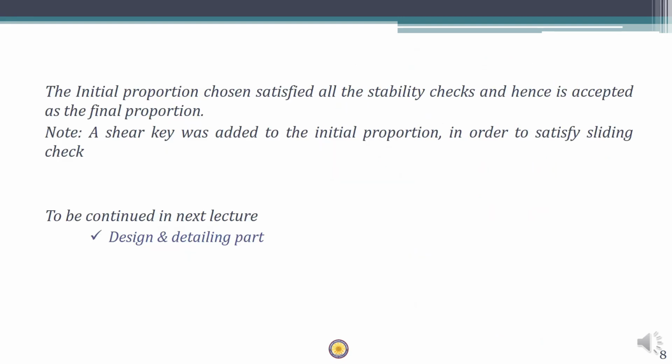So what we see is that the initial proportion chosen satisfied all the stability conditions, overturning and soil pressure checks, but it was failing against the sliding check. But once we provide a shear key, with the help of the passive pressure mobilized by the shear key, we are able to overcome the sliding check also. So in this case, we accept all the initial proportions as the final proportions. In the next class, we'll continue with the design and detailing part of the same problem. Thank you.